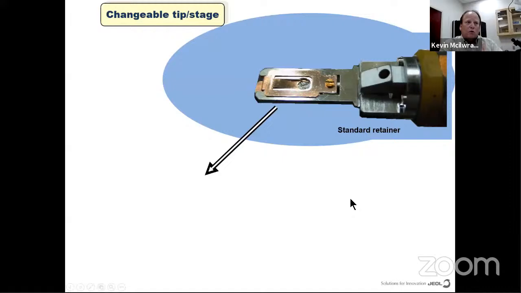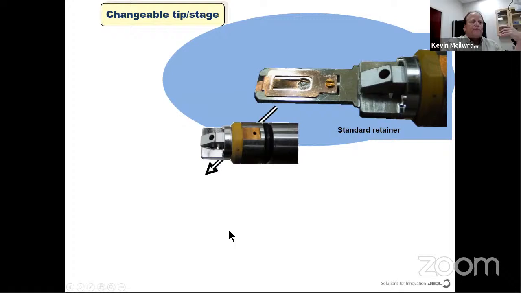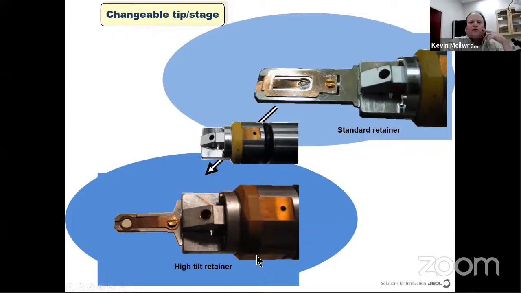Now, what I have loaded my nanoparticle sample on is another tip in the holder, and I'm using this high tilt retainer. I can swap out tips on the JEOL holder within a few minutes and have a sample back in the microscope.